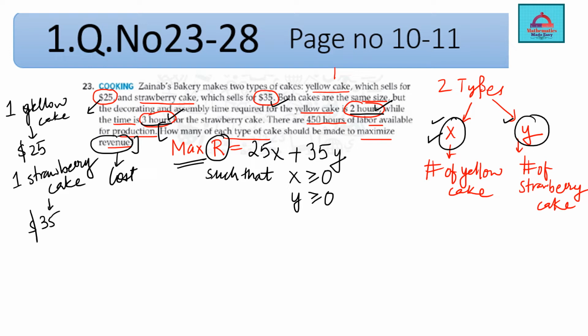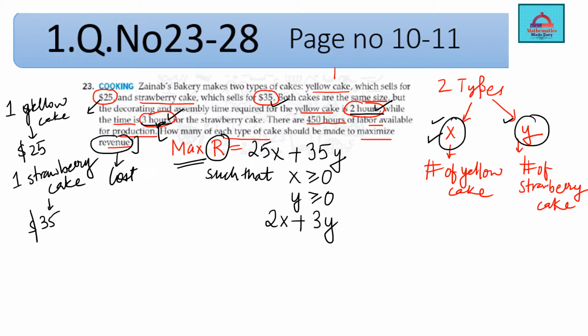So can I say that for one yellow cake, 2 hours. So for x cakes, how many hours? 2x. Similarly, for one strawberry cake, the time is 3 hours. So for y number of cakes the time would be 3y. So this is the total time that is spent on assembling and decorating these two cakes.